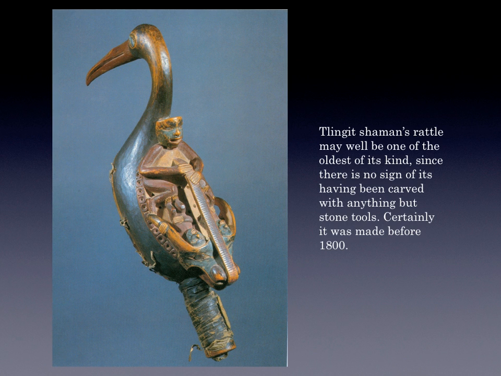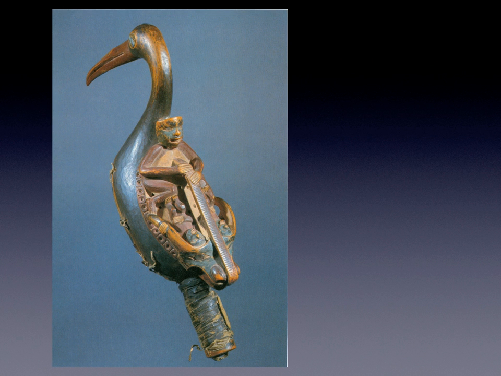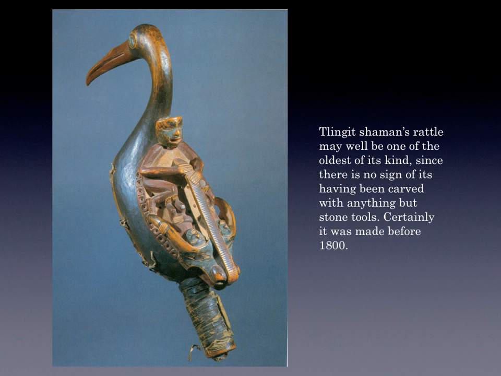This is a Tlingit shaman rattle, which may be one of the oldest of its kind. Certainly it was made before 1800. Let me back up for one moment. On the rattle lies a shaman, pulling mightily on the tongue of a mountain goat. This is because the tongues of certain animals, especially mountain goats and otters, are among the most important power objects a novice shaman can acquire on his initial vision quest and on subsequent occasions.